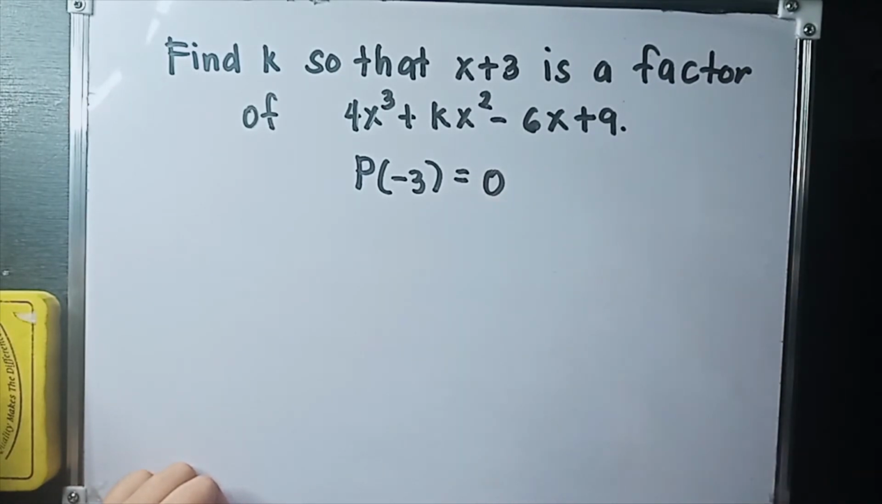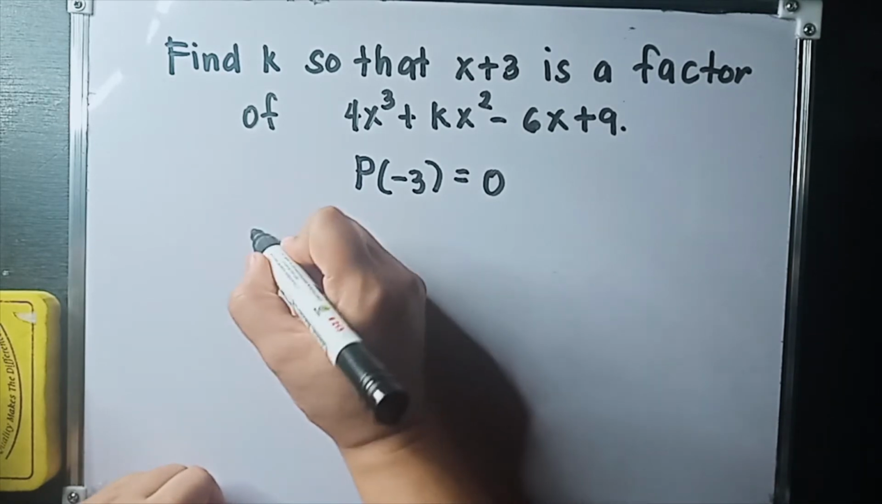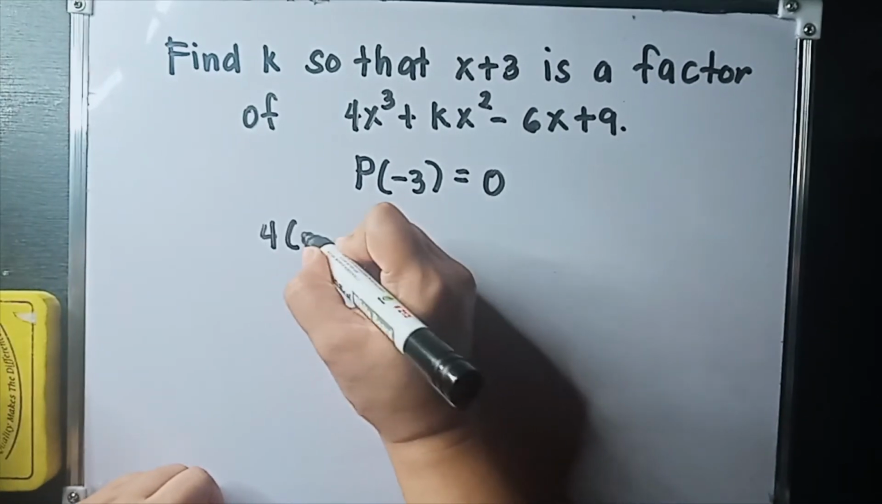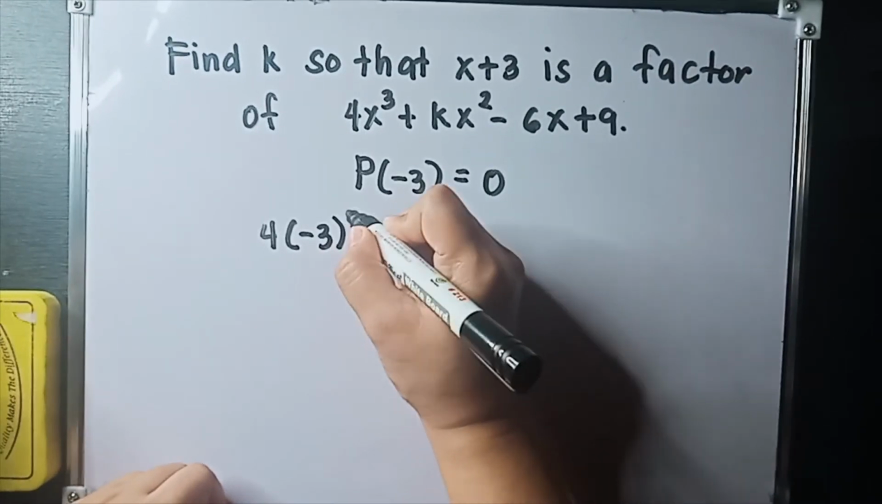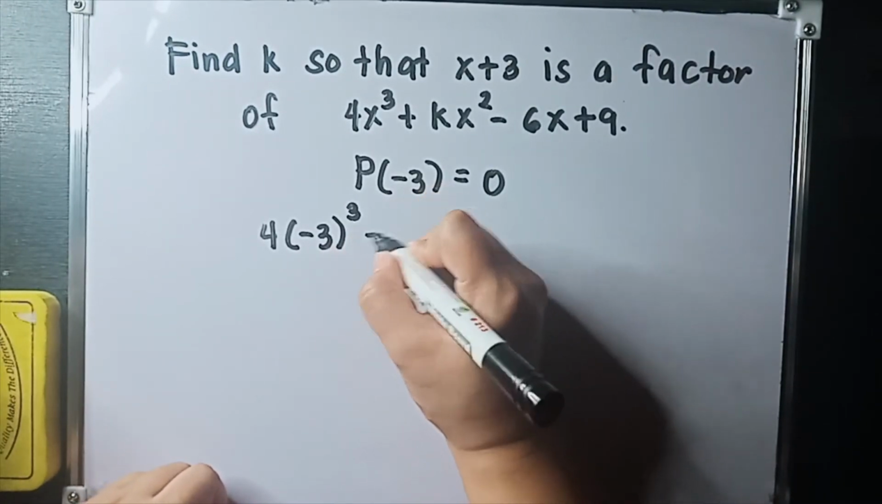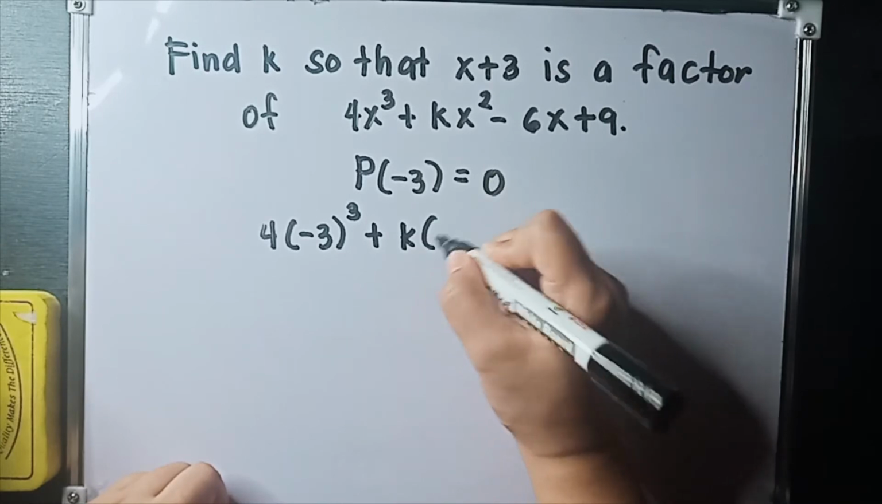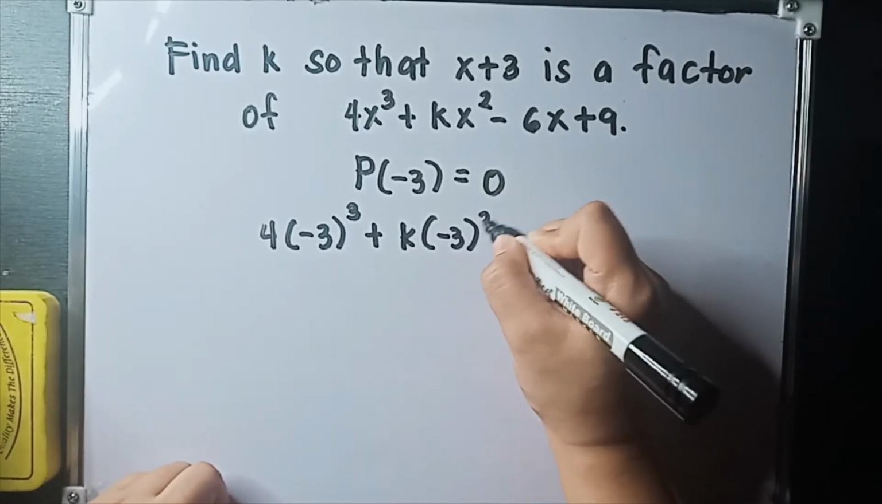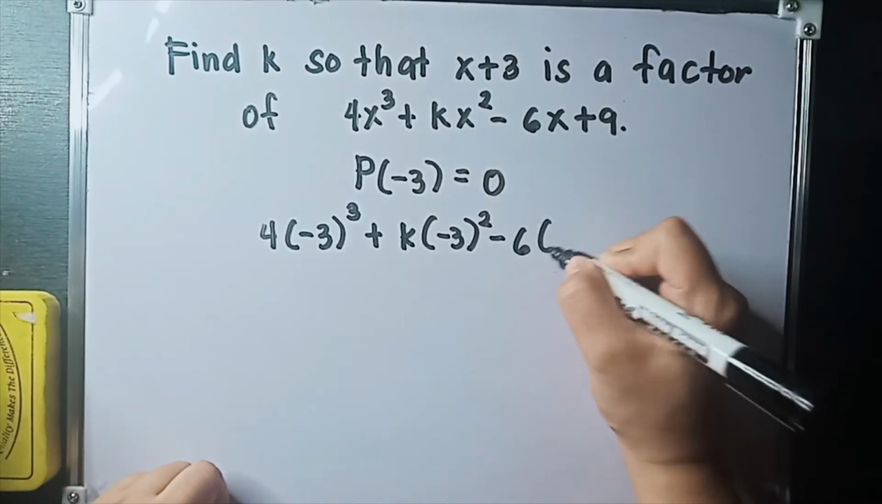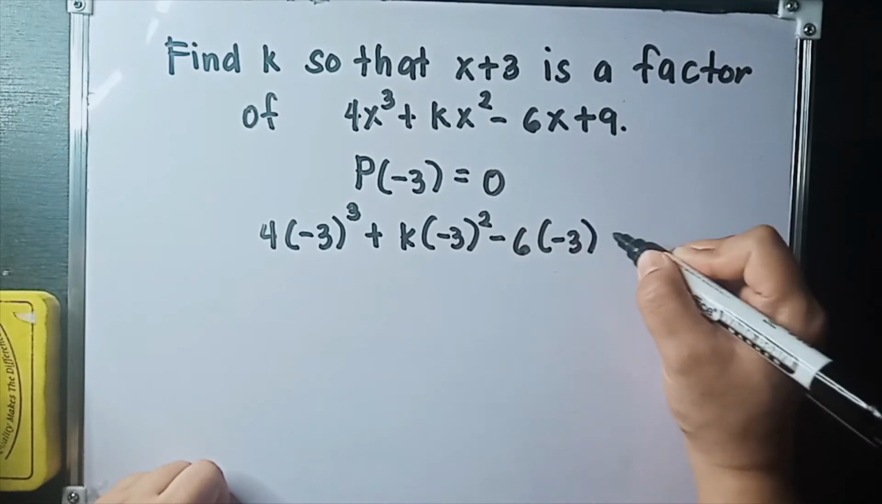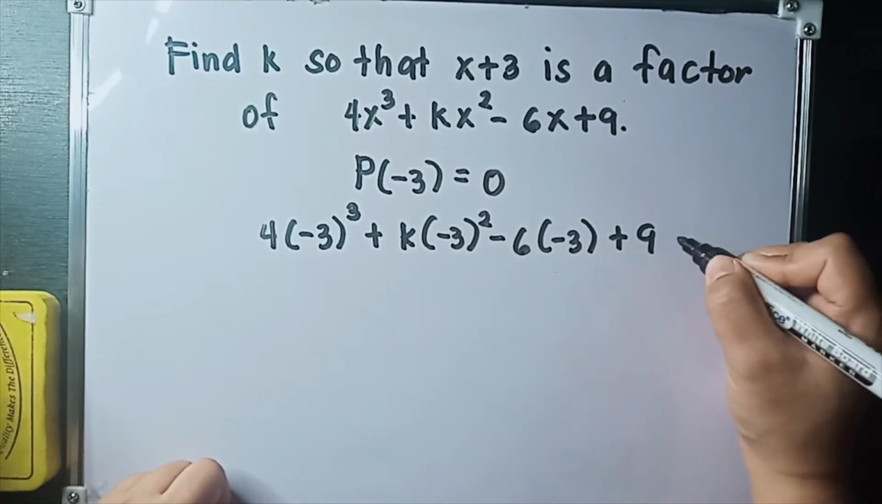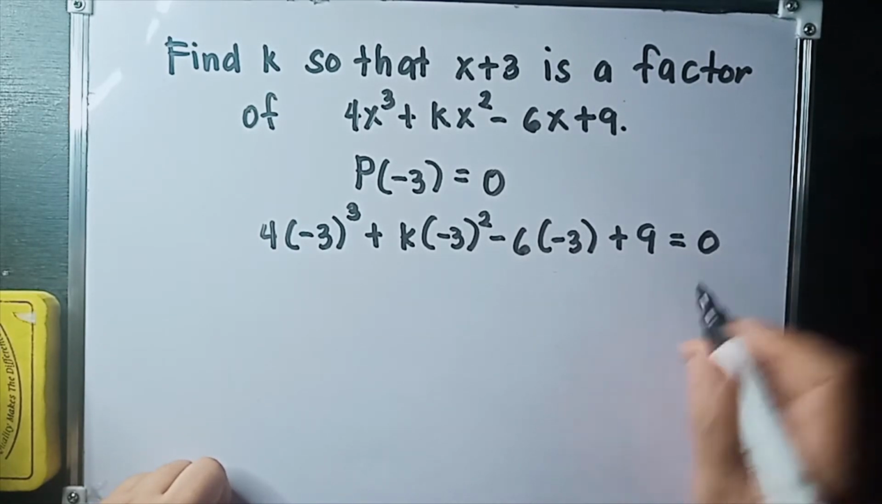So, how do we do that? By using the factor theorem, we have 4 times negative 3 cubed plus k times negative 3 squared minus 6 times negative 3 plus 9 equals 0.